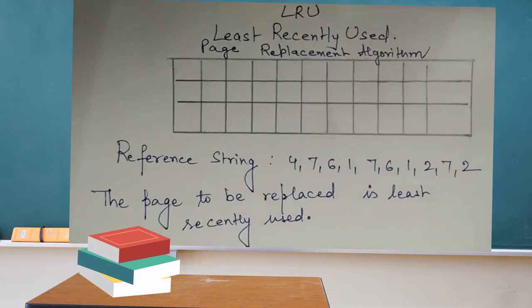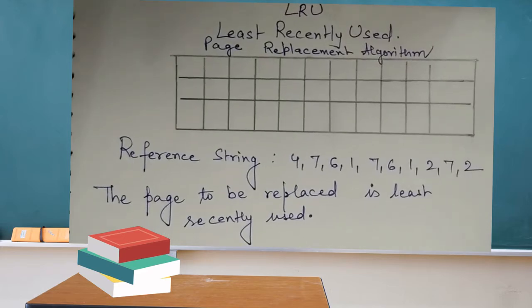Taking up the next type of page replacement algorithm, the least recently used algorithm. The concept of LRU says that we would be replacing the page that is least recently used. We'll take an example to understand this concept. In FIFO, we replace the page that was brought into the memory first, and here we would be replacing the page that is least recently used. So let's start traversing the string and understand.